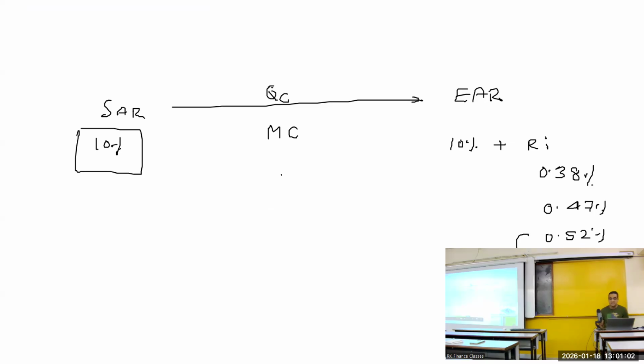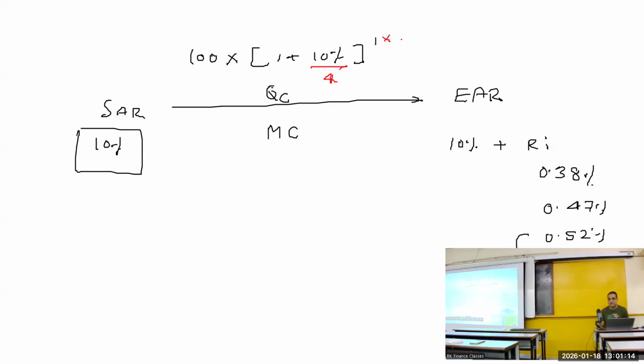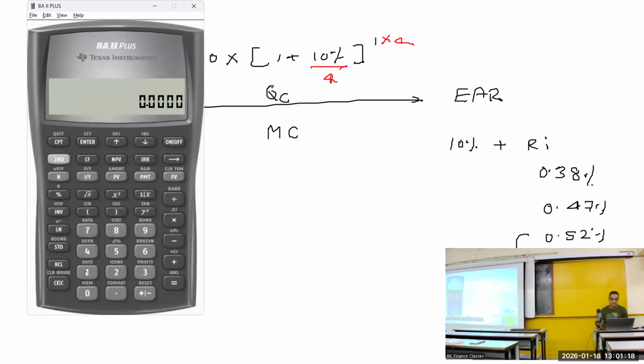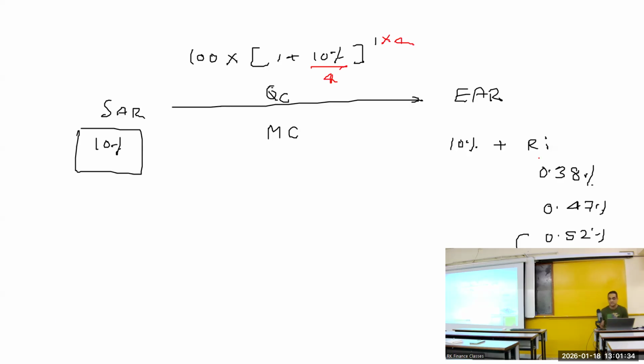We did this in level 1 with the help of this formula, which you should also know for interviews. 100 into 1 plus 10% raised to 1. And if it is quarterly compounding, we divided this by 4 and multiplied the power by 4. Like this: 10% divided by 4 plus 1, raised to 4, and into 100. So we got 110.38, minus 100, upon 100. We got 10.38%.